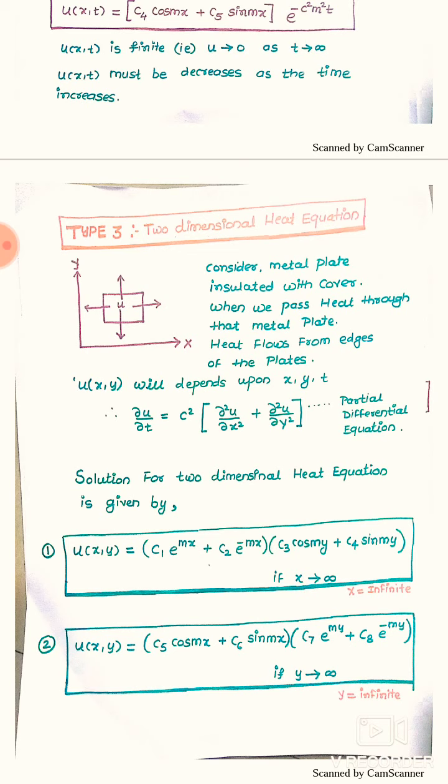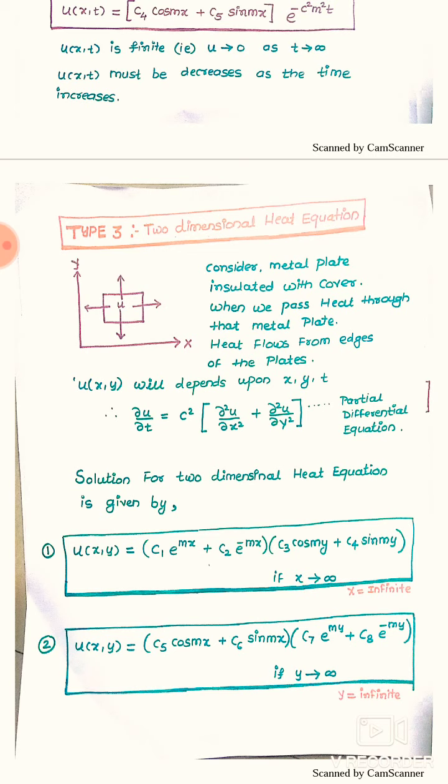And this is obtained by ∂u/∂t is equal to c² (∂²u/∂x² + ∂²u/∂y²). This is the partial differential equation of the two-dimensional heat equation. You can easily find the solution of the two-dimensional heat equation by these two general solutions. u(x,y) = (c1 e^(mx) + c2 e^(−mx)) (c3 cos my + c4 sin my).